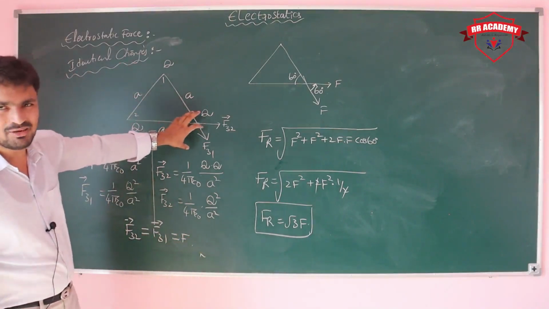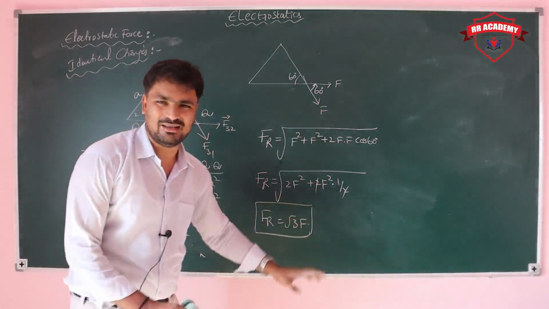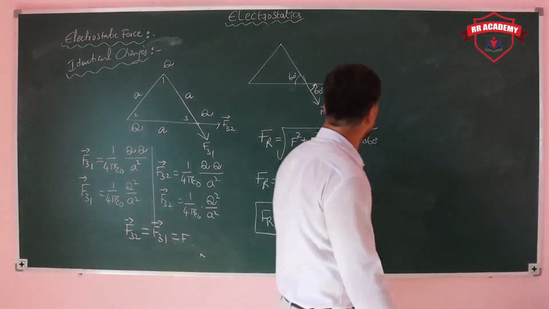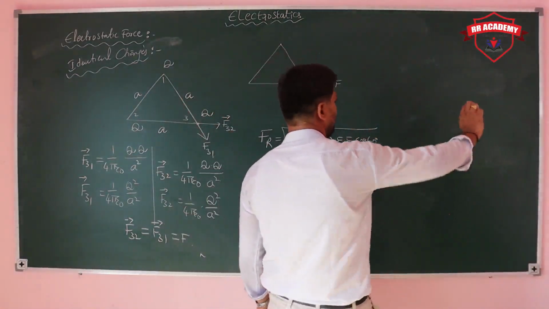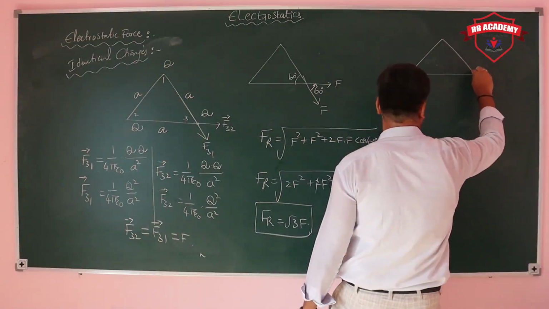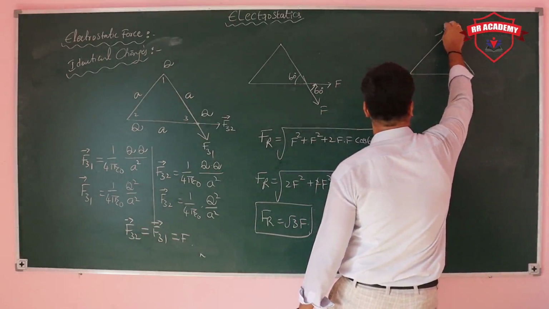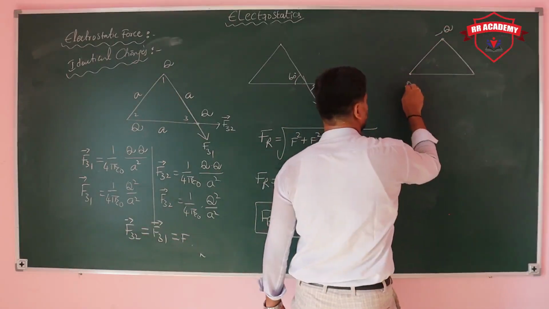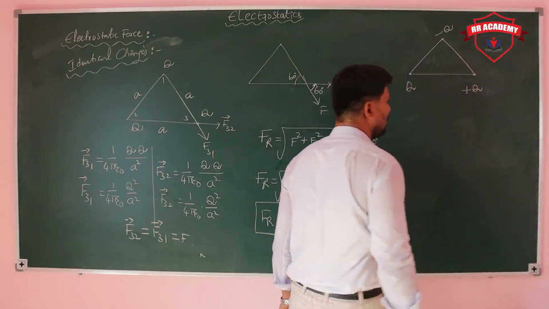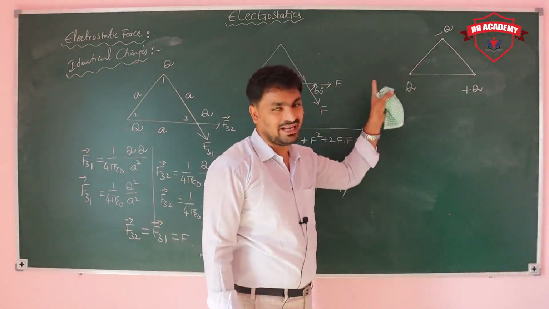Three identical charges are placed at the three corners of an equilateral triangle. Then the force on any one charge is root 3 times F. So for example, here I am just changing one charge. Means two like charges and one unlike charge. I am taking Q1 as minus, Q2 as plus, and Q3 also plus. Then what about the force on Q3 by the remaining two?